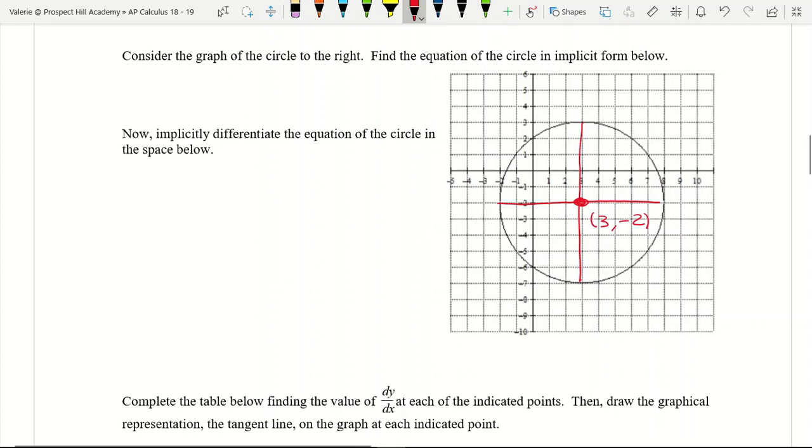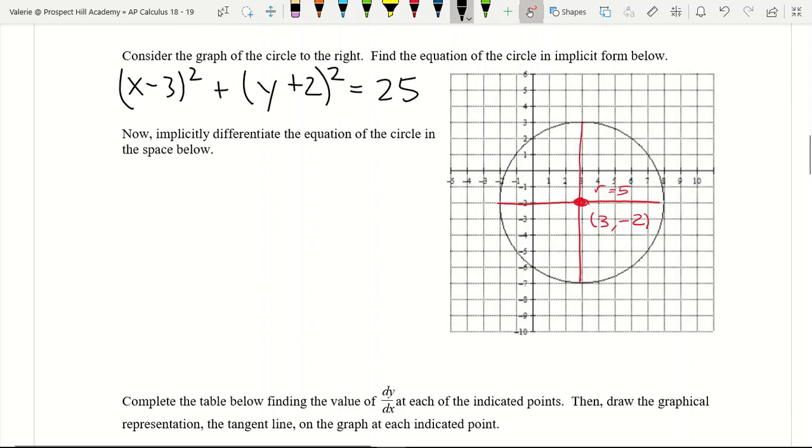And if we count how far from the center to the outside of our circle we go, we notice that our radius is 5. So when we write our equation, we know we have (x minus 3) squared plus (y, and since it's negative 2, it's going to be plus 2) squared equals our radius squared. So 5 squared is 25.